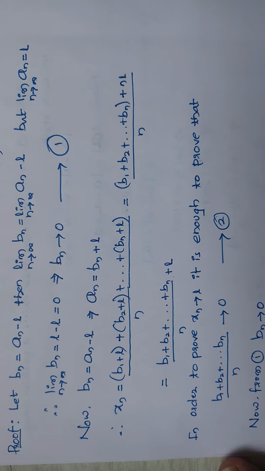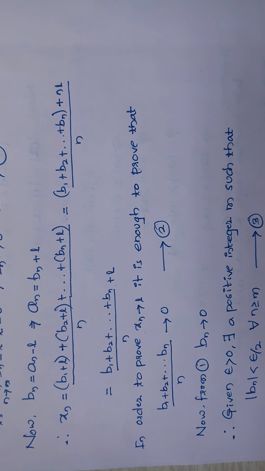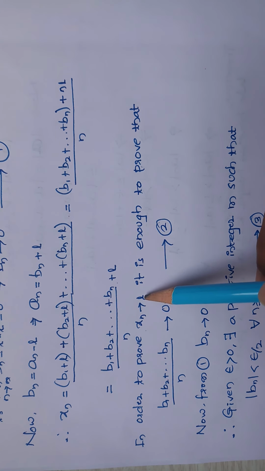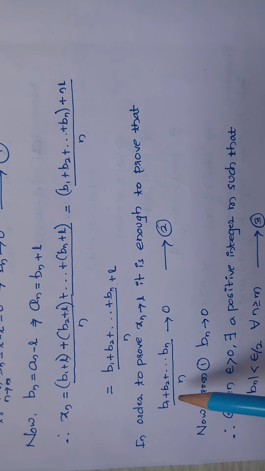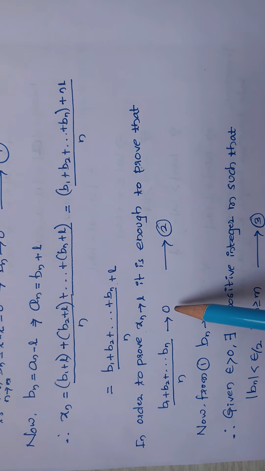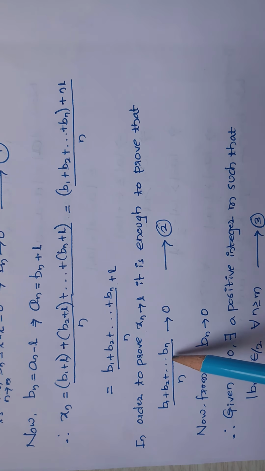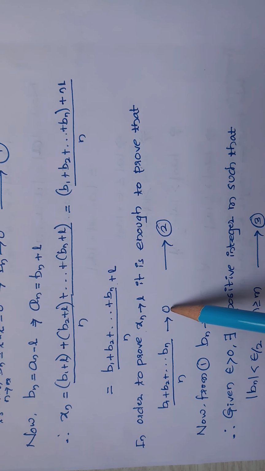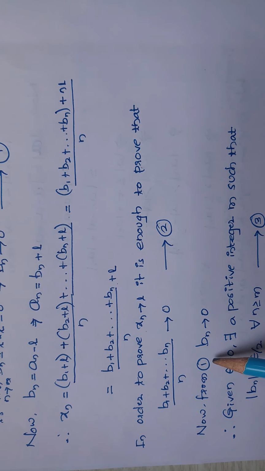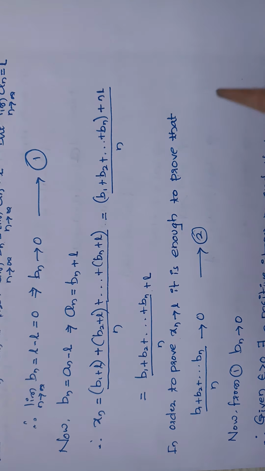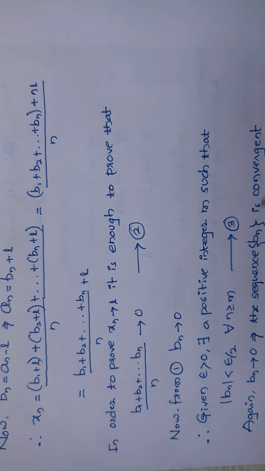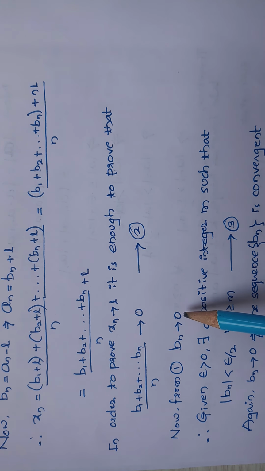So in order to prove xn tends to L, it is enough to prove that (b1 plus b2 plus so on Bn) divided by n tends to 0. So now from equation 1, Bn tends to 0. Because in equation 1 your Bn tends to 0, I am using that term again.